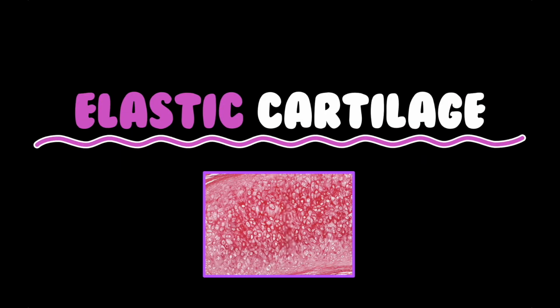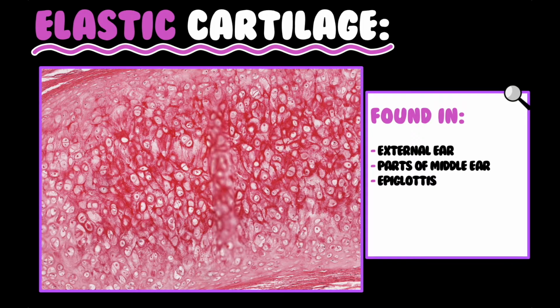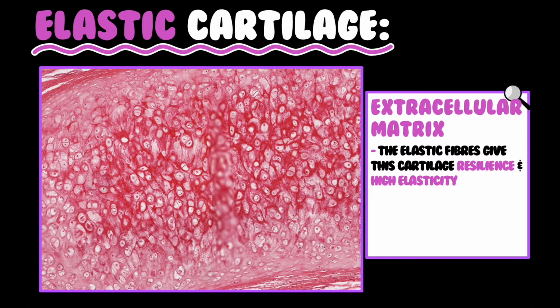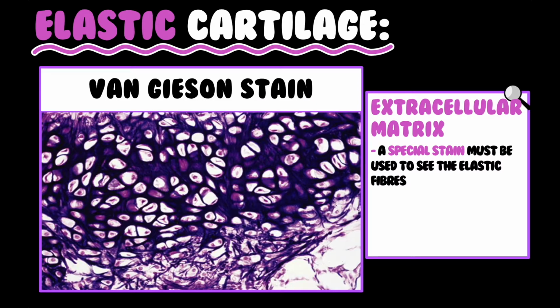Elastic cartilage. It is found in the external ear and parts of the middle ear as well as the epiglottis. The extracellular matrix consists of proteoglycans, water and elastic fibers. And elastic fibers give this cartilage resilience and high elasticity. And a special stain is used to see the elastic fibers, and this is known as a Van Gieson stain.